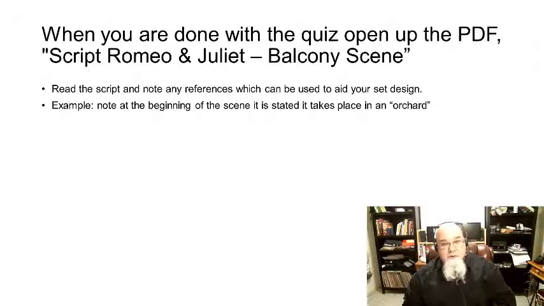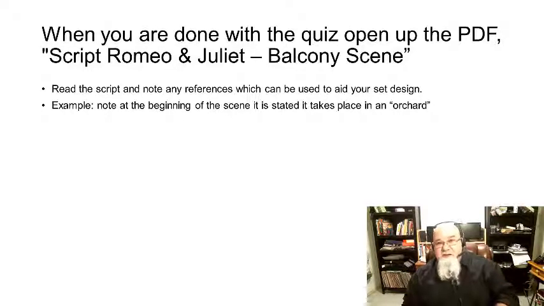Once you have done reading the chapter, on the website you're going to find a PDF labeled Script Romeo and Juliet Balcony Scene. This is the entire script. It's about 16 pages. It's a bit lengthy. Read the script and notice what references can go into design. The design is yours, so you can have free rein on it.